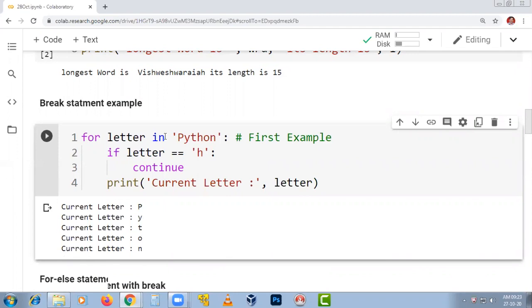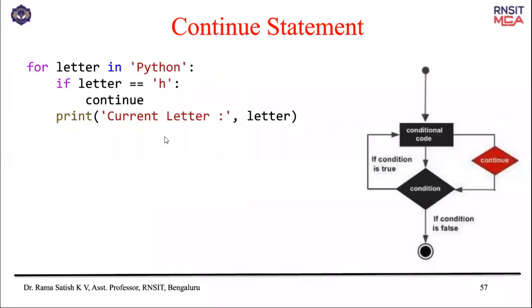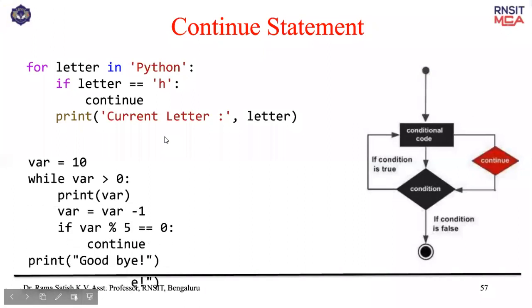So using this, you can use the continue statement. That is about the thing. The same way, I just want to print all the numbers from 10 to 0 except 5 multiples. That means 10 should not be printed, 5 should not be printed. In that case, if var modulus 5 equal to 0, then it has to continue.